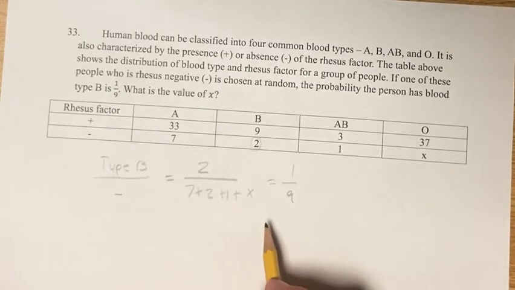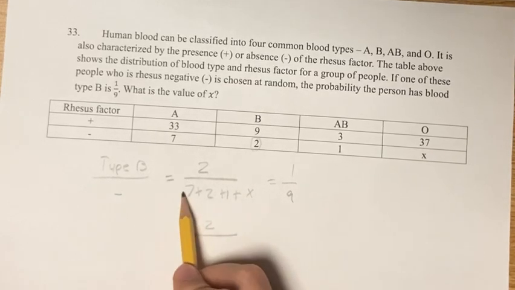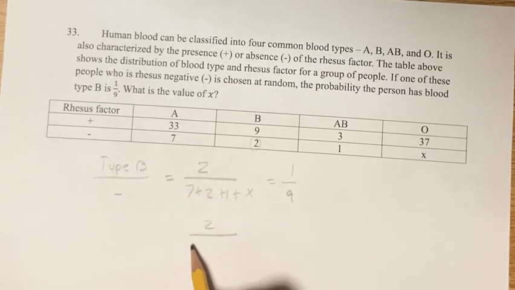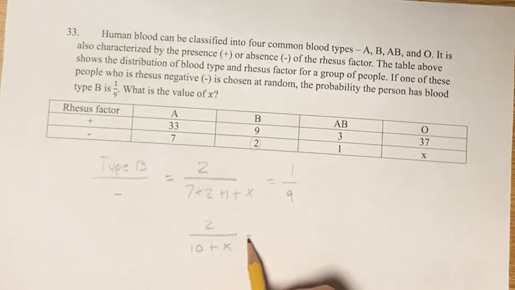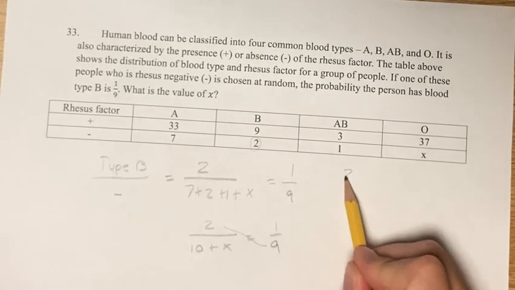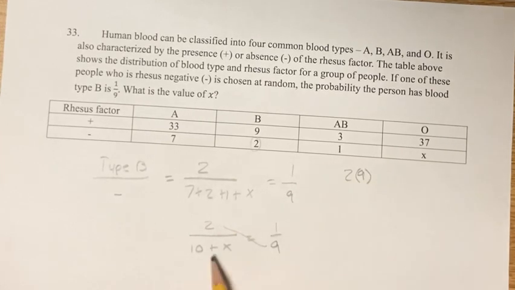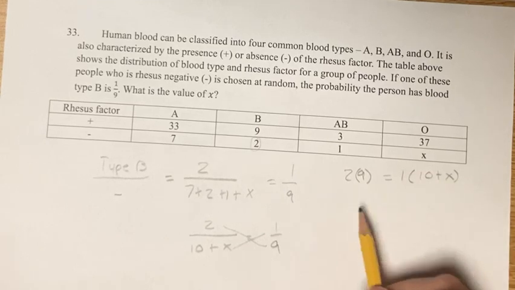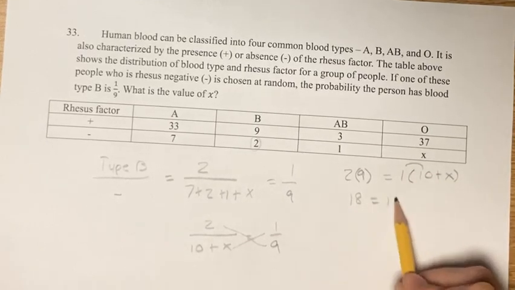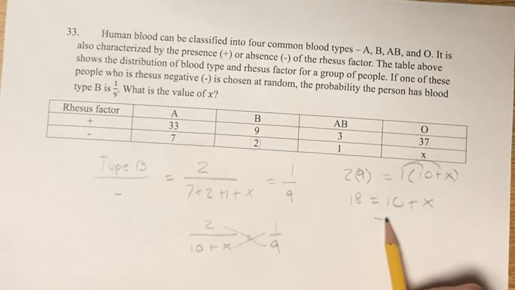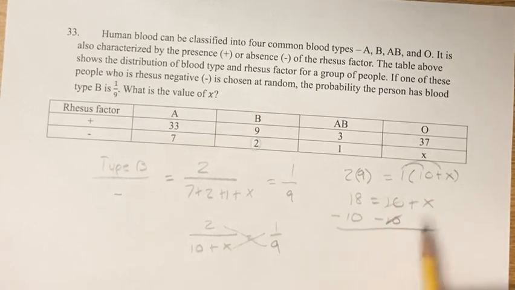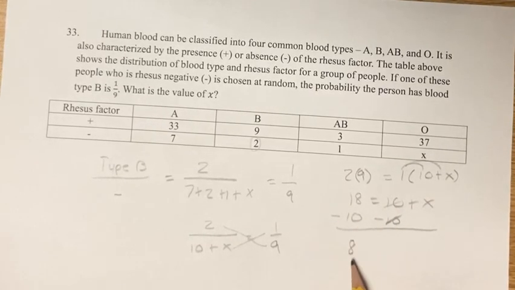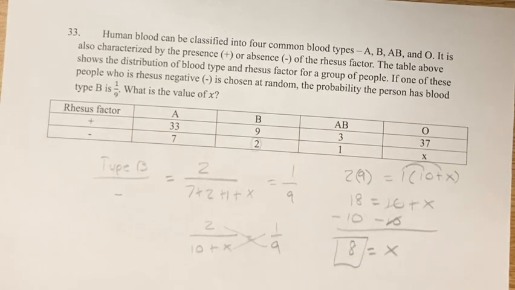So we have 2 over 7 plus 2 plus 1 is 10 plus X is equal to 1/9. So we have 2 fractions, so we can cross multiply. So we have 2 times 9 is equal to 1 times 10 plus X. 2 times 9 is 18 is equal to 10 plus X. Subtracting 10 from both sides, these cancel out, and you get 18 minus 10 is 8 is equal to X. So we're asked what is the value of X. 8 is going to be your final answer.